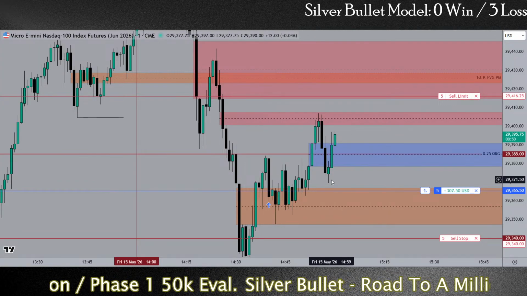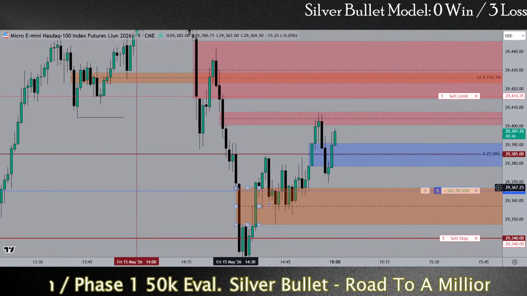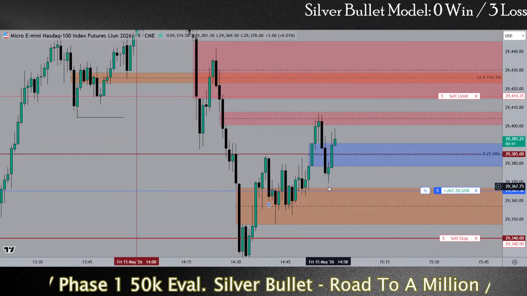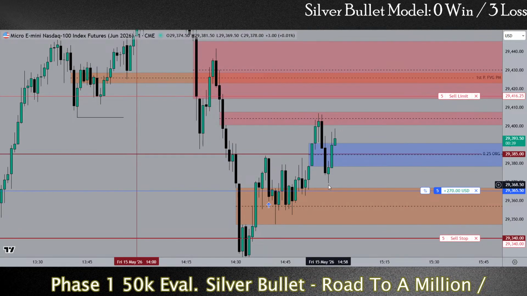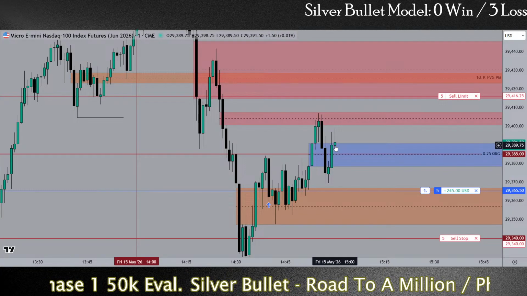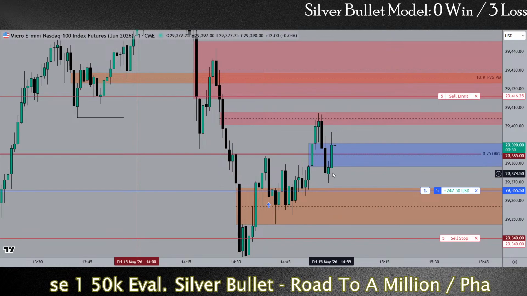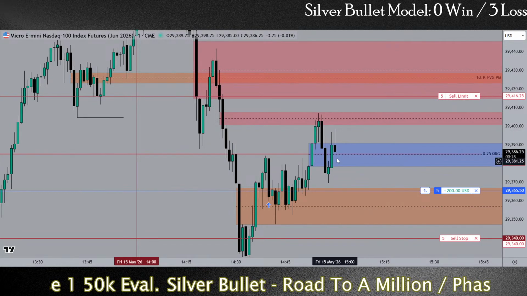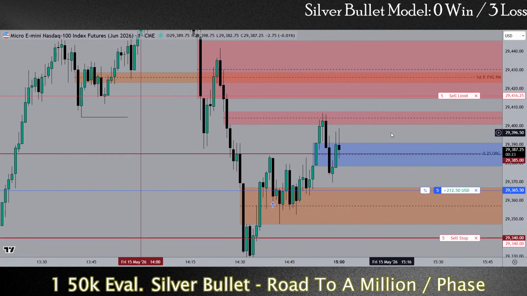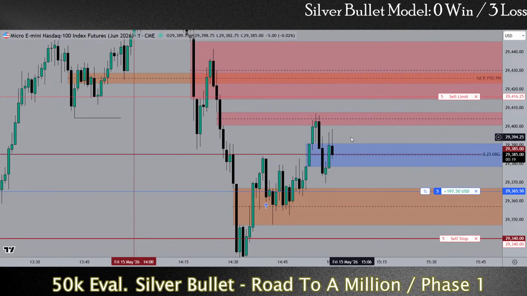I like the fact that it failed to touch the inversion fair value gap in here. I like that fact. That can suggest a potential strength behind this still. So let's trust that it will deliver, right? It might not, it might turn around and get me. Then it is what it is.